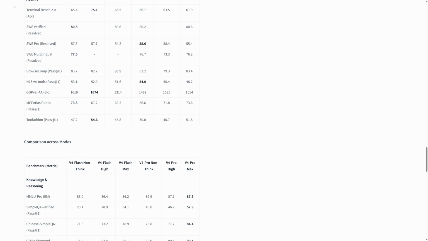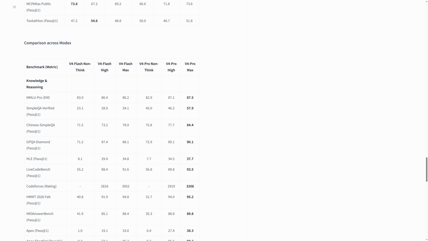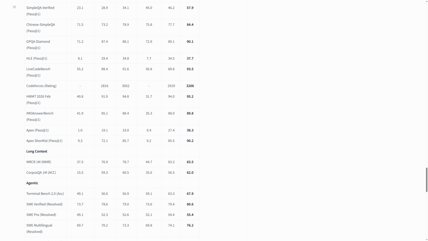The benchmark numbers are where V4 Pro gets genuinely difficult to dismiss. Start with software engineering. On SWE-bench Verified, the leading benchmark for real GitHub issue resolution, V4 Pro scored 80.6%. Claude Opus 4.6 scored 80.8%. That is a gap of 0.2 percentage points between a free-to-download open-source model and one of the most capable closed-source models in the world. Anyone looking at that leaderboard who expected a larger gap got a rude surprise.